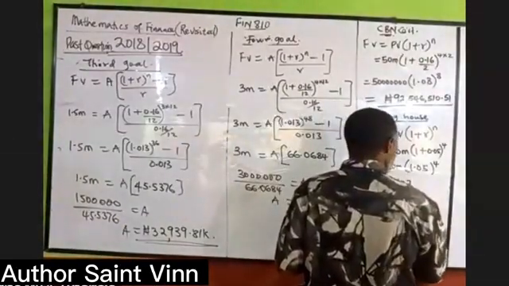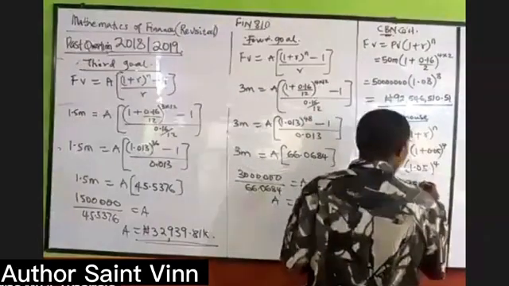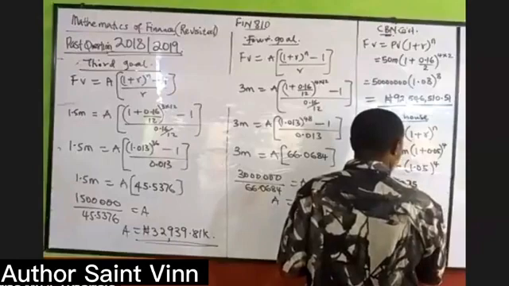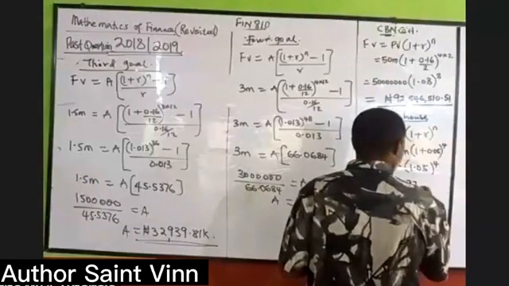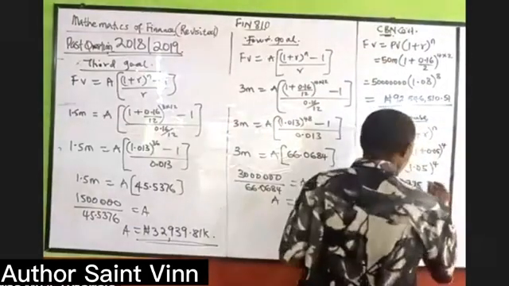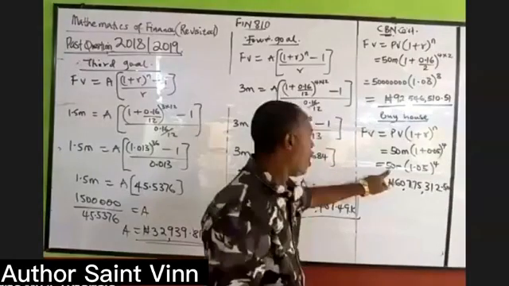60 million, 775, 312. This is not 50 million, no. This is 50 million, 1.05 for 4 years. So this is the buying of the house.